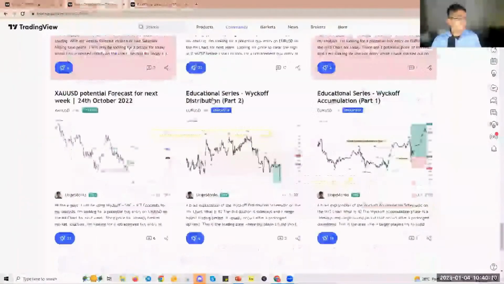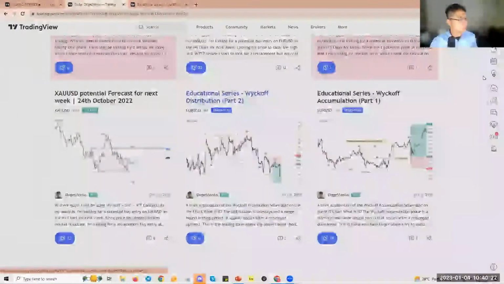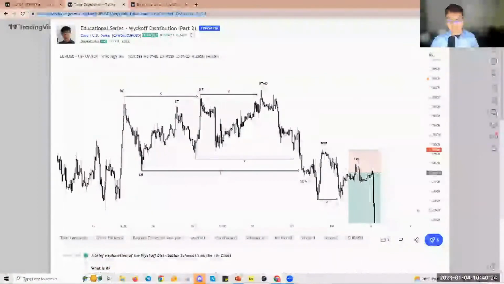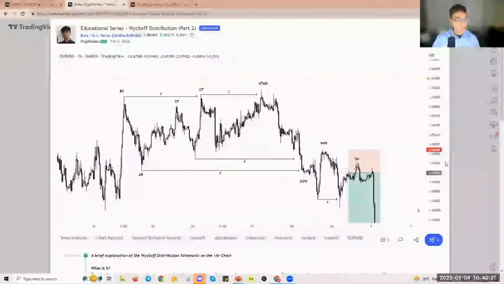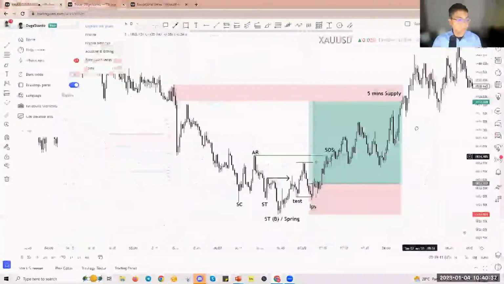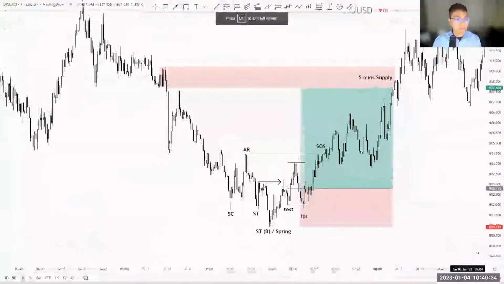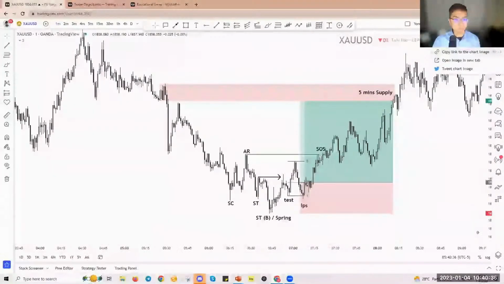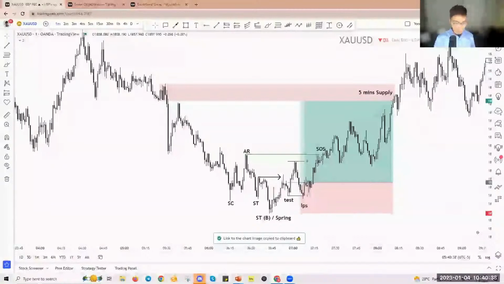Next we have the Wyckoff distribution schematic part 2. So yeah, that's how I enter a trade. I'll screenshot this and send it to the chat. This is for gold, the Wyckoff accumulation schematic.